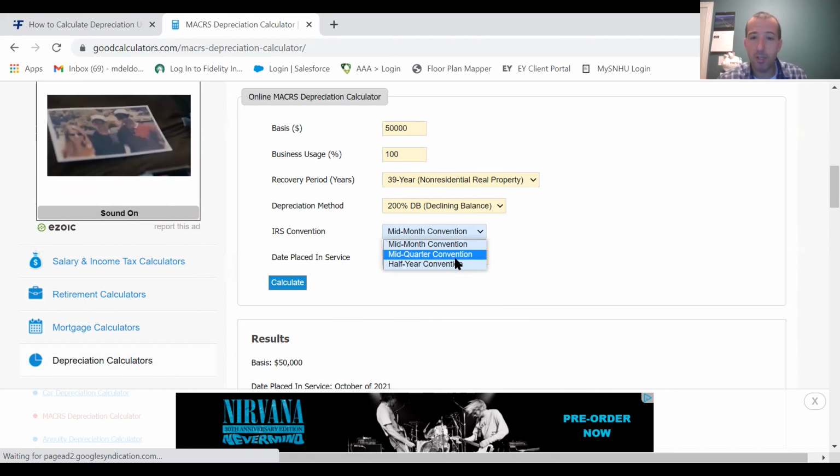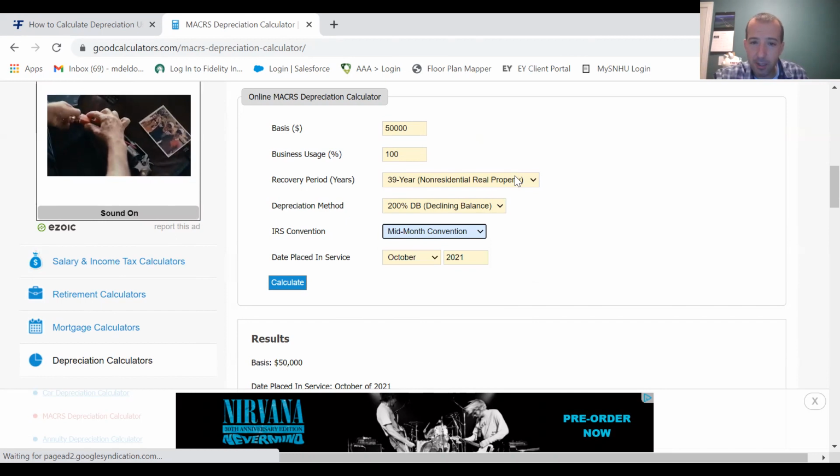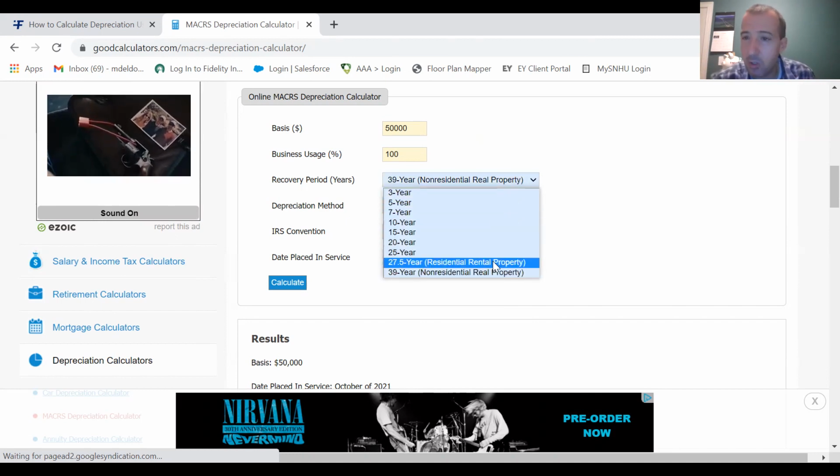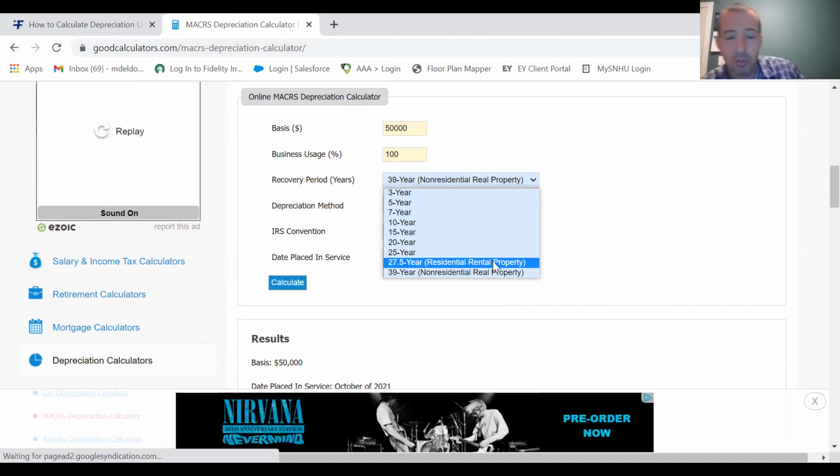For realty property, we're always going to use the mid-month convention. All we need to figure out is whether it's a residential or a commercial property. Residential is 27.5, commercial is 39.